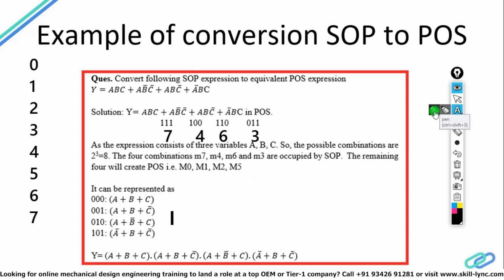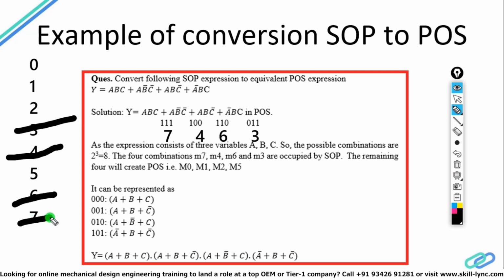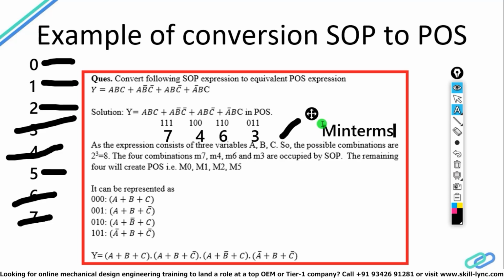So what we will do? We will cut these 3, 4, 6, 7 from the list of possible combinations. Now we are left with 0, 1, 2 and 5. So these 3, 4, 6, 7 are the min terms because it is our SOP. And the remaining terms, that is 0, 1, 2 and 5, these are the max terms.